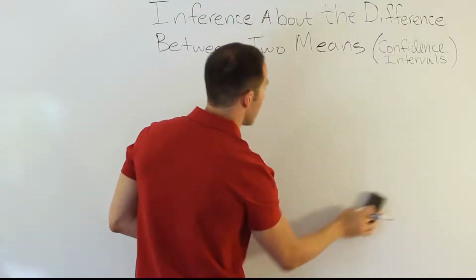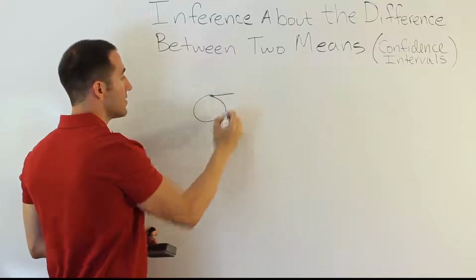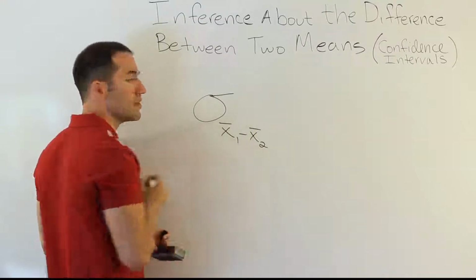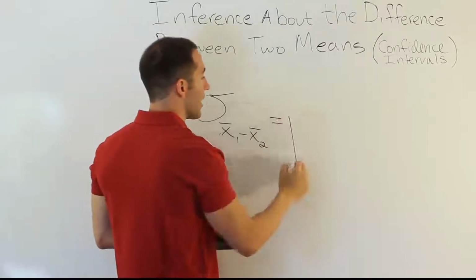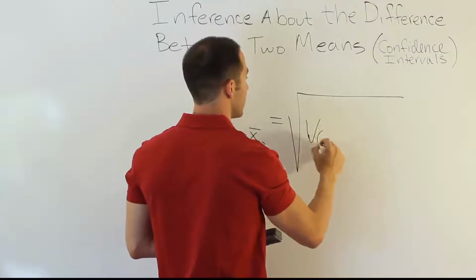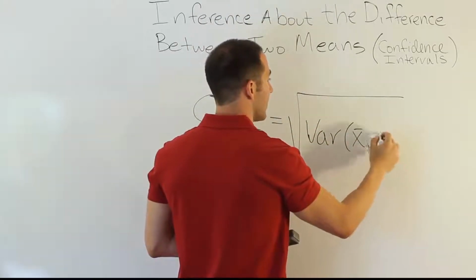Well, if you're trying to calculate the standard error for x bar 1 minus x bar 2, it turns out that that'll be equal to the square root of the variance for x bar 1 minus x bar 2.